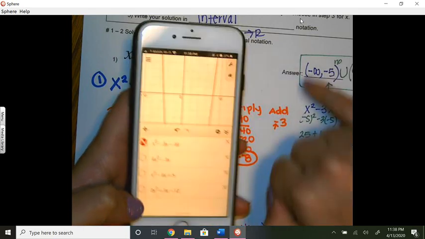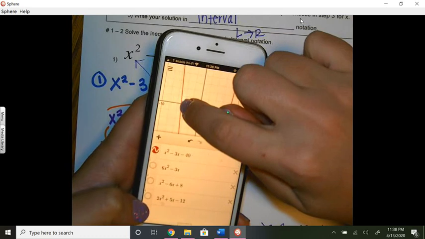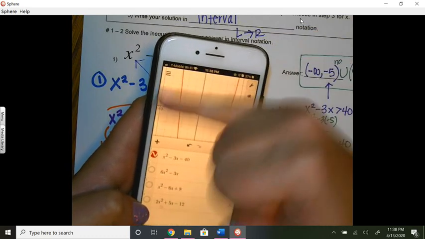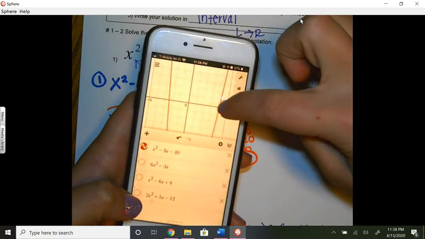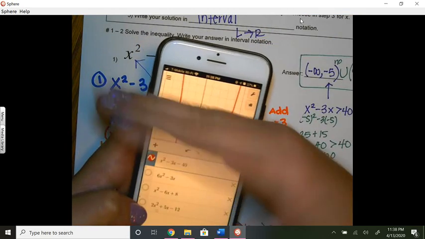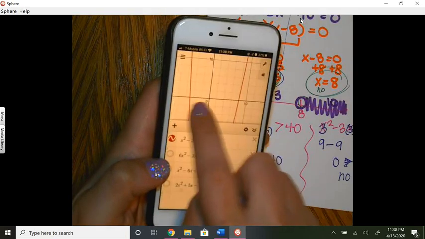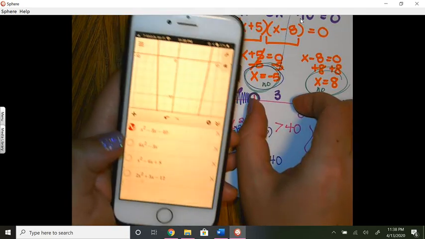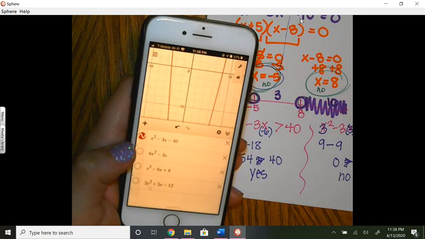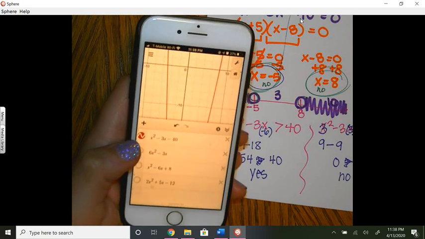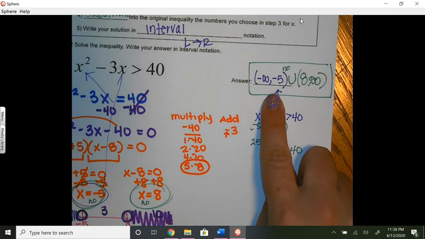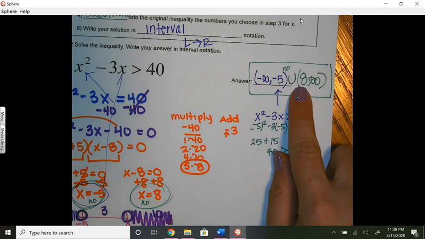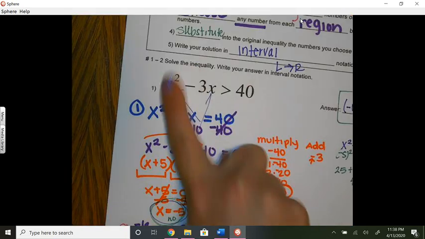So from negative infinity up to negative 5, it's above the x-axis. And then from 8 to infinity, it's above the x-axis. So all in between, so this part right here, the graph goes below in this part right here. It's going below the x-axis. So that is why this is the correct answer, because any number less than negative 5 and any number greater than 8 would make this inequality true.